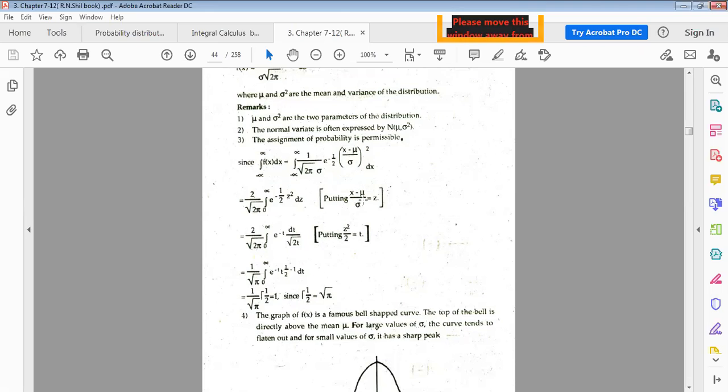Now putting z equals to x minus mu divided by sigma. Okay, z form of the f of z. Then this can be written as 2 divided by root over twice pi, e to the power minus half z square dz. Here, 2 from where? Actually, minus infinity to plus infinity can be written as 0 to infinity, 2 times, because this is the even function.